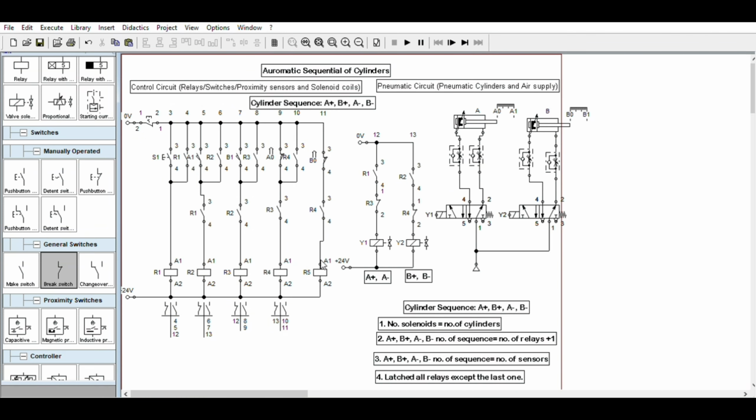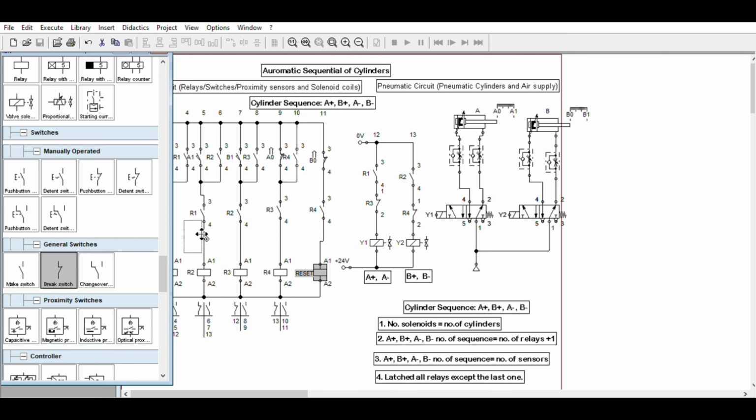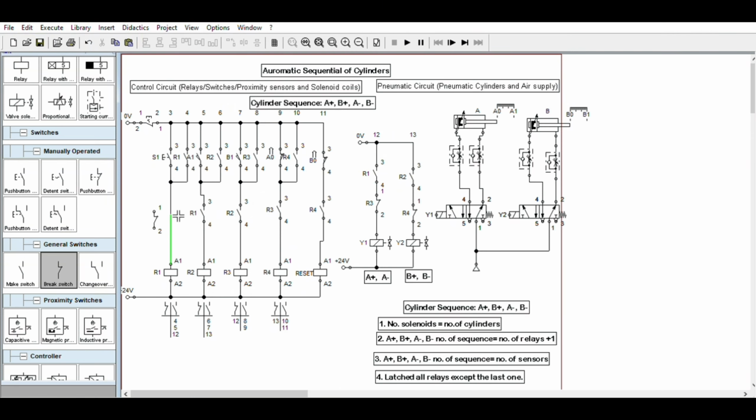So we will have this one as reset. If you name that one there as reset, the contact there should be reset also. Let's say R5, no problem. To make it simple, RS, press that. They must have the same label.